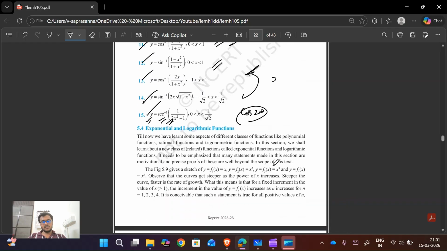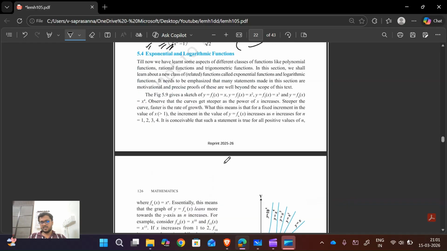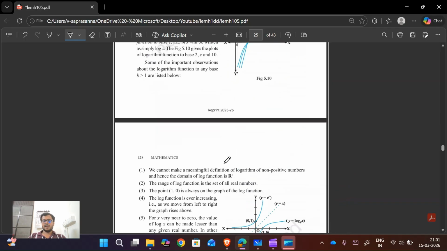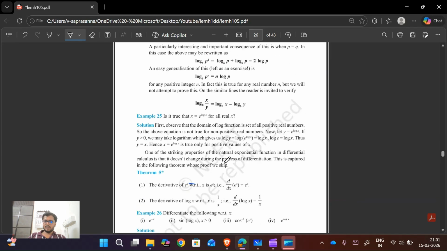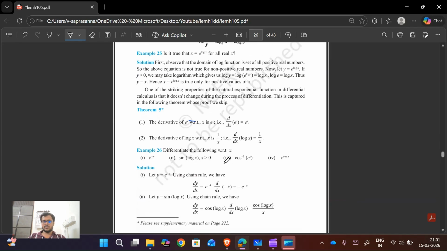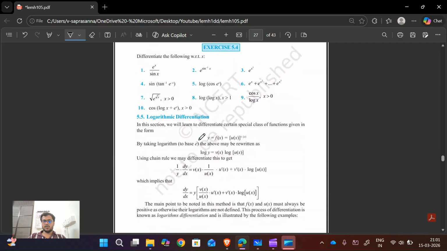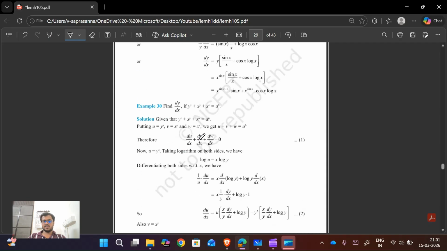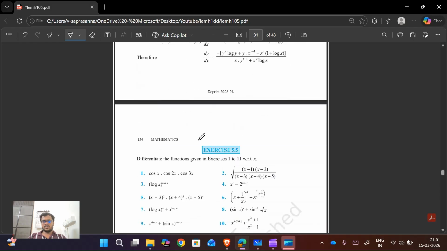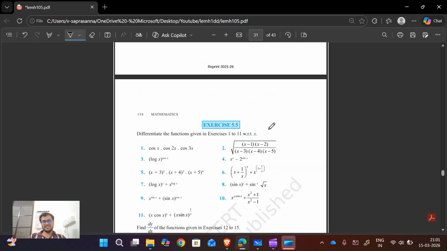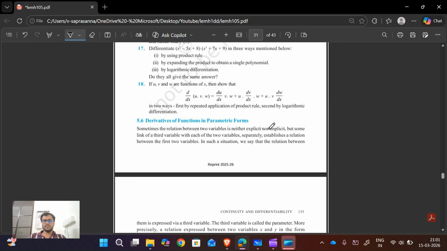Now, next up is logarithmic and exponential functions and their differentiation. I think I'll teach you logarithms and exponentials from basics only. Don't worry. After that, we can solve logarithmic differentiation and exponential differentiation, everything. These are very easy only. Nothing to worry. Looking very complex, right? I'll make it simple. No problem.